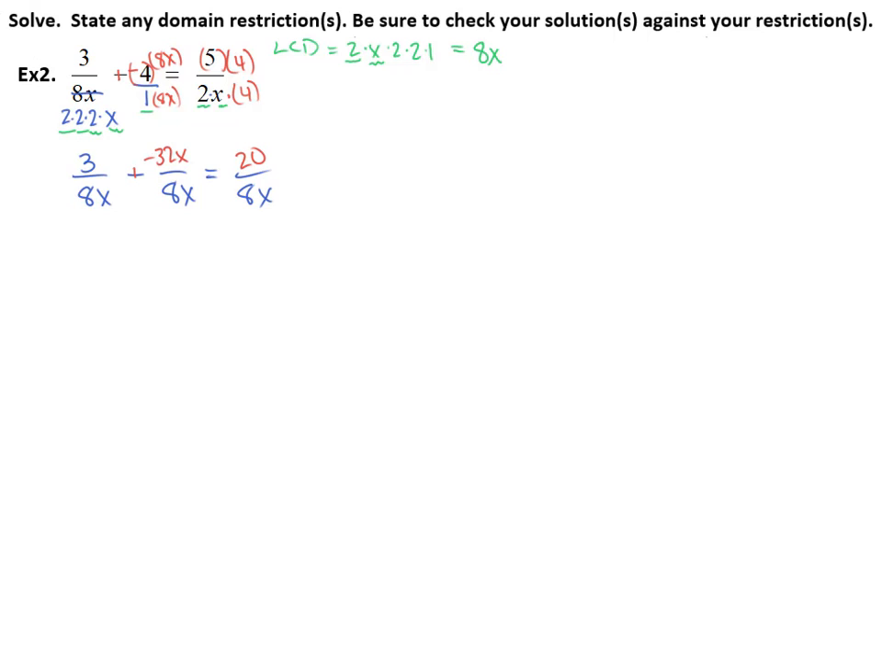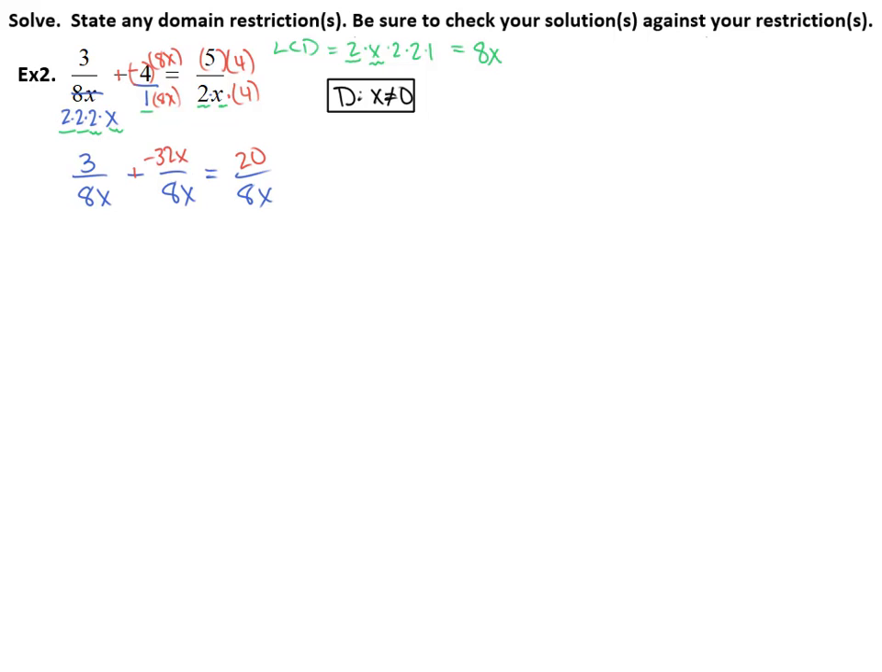Okay, before we go getting rid of these denominators, we're going to state our domain restrictions. The only value that will ever make the denominator 0, 8 will never be 0, but x directly could be 0. So our domain is that x can't equal 0. Again, highlight that, circle it, box it in, make it stand out so you remember to check your answer against it.